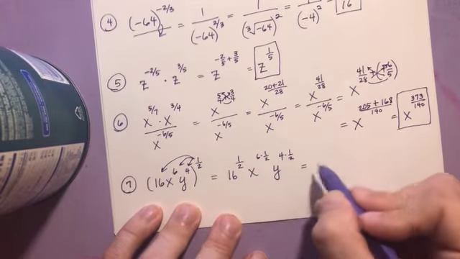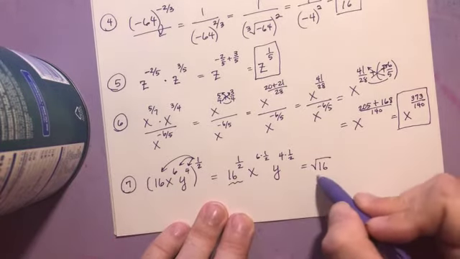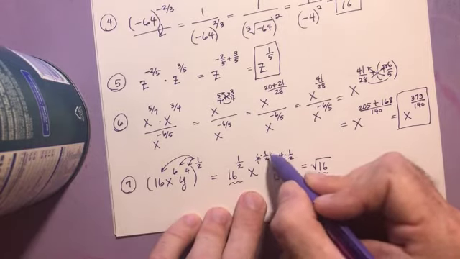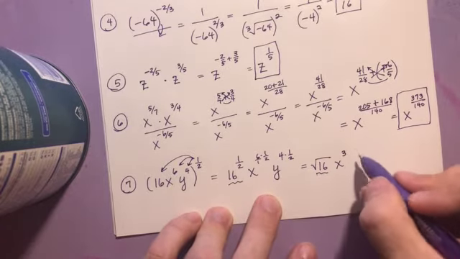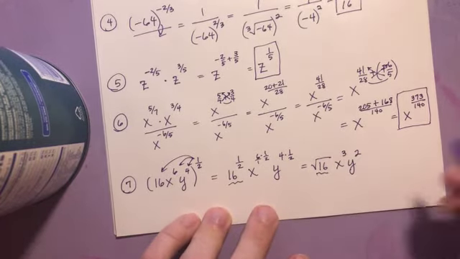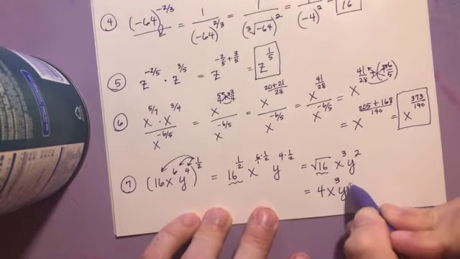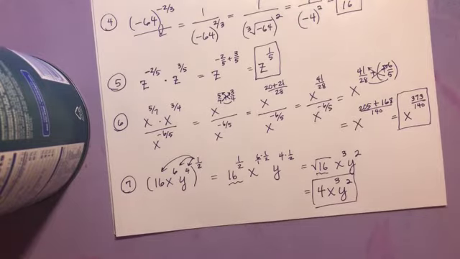So 16 to the 1/2 is like saying square root of 16, right? And then when you say 6 times half, it's like saying half of 6. When you say 4 times 1/2, it's like saying half of 4. All right, so last thing, square root of 16 is 4. X cubed, y squared is the answer for number 7.